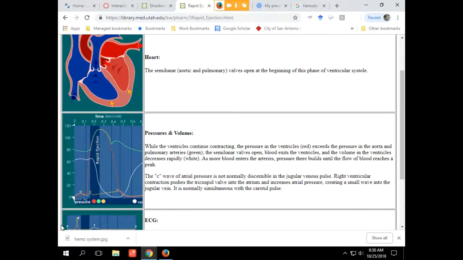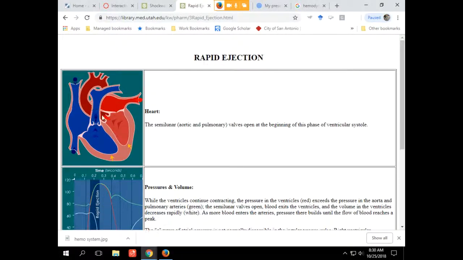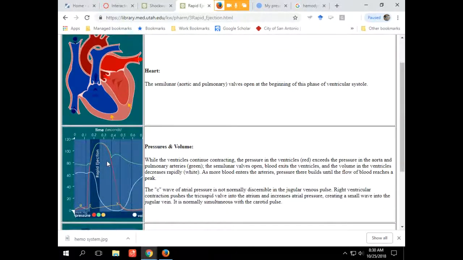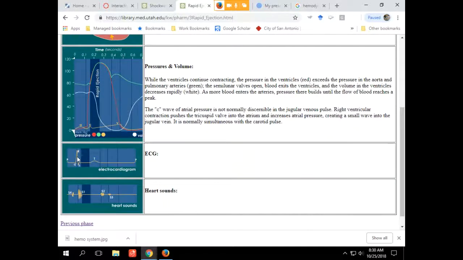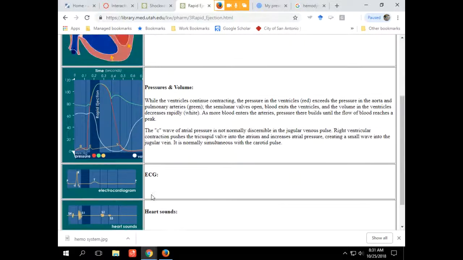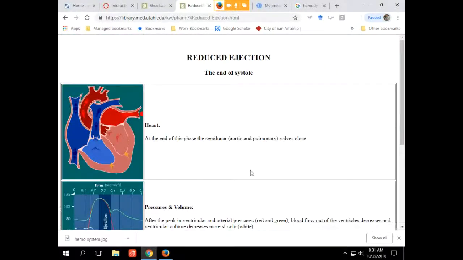Rapid ejection. At this point, the valves are opened up and the pressure in our LV and our RV has exceeded both of these right here and is now moving blood forward. We see that this portion usually happens after the QRS complex. While that's going, there's really no heart sounds associated with it because it's moving blood forward. And it's normal.